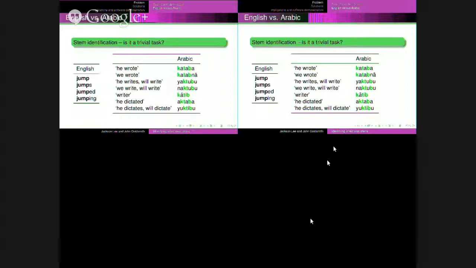Now the problem is, for English, for something completely concatenated like the jump paradigm, it seems intuitive and quote-unquote easy to pull out the stem material. But if you look at things like Arabic here, in any intro linguistics, we will tell students that, wow, it looks cool.